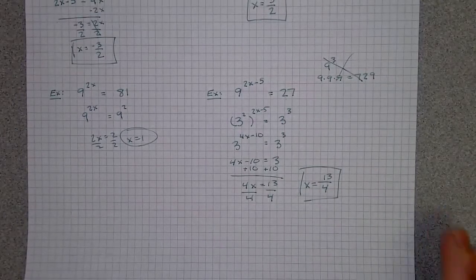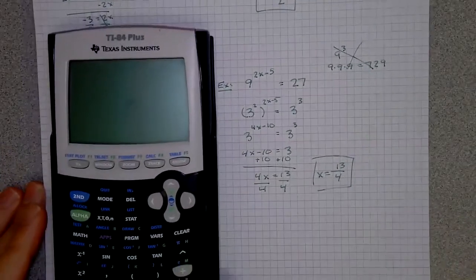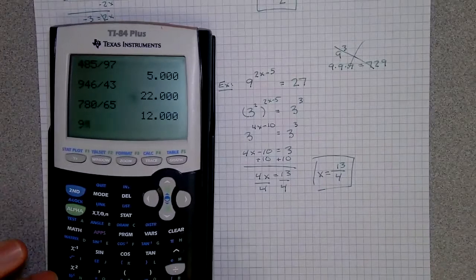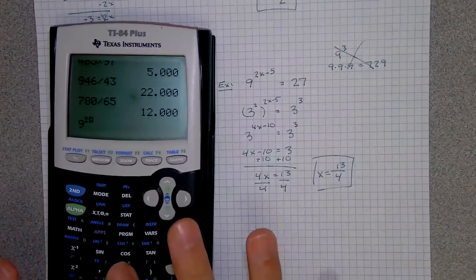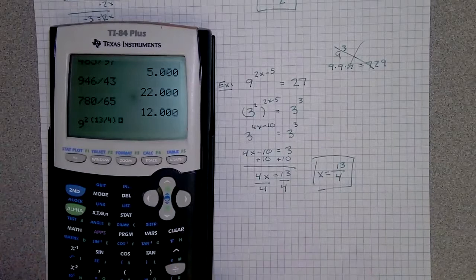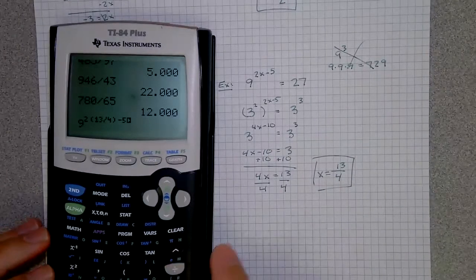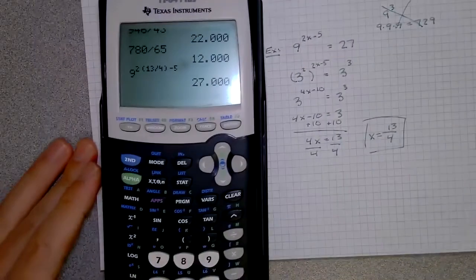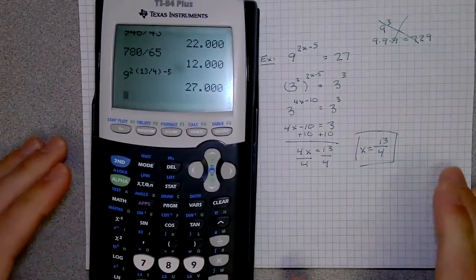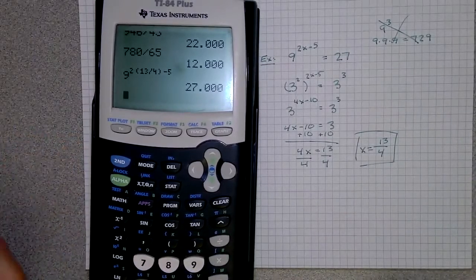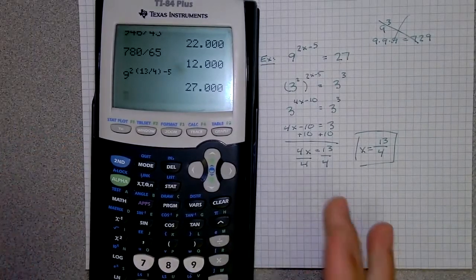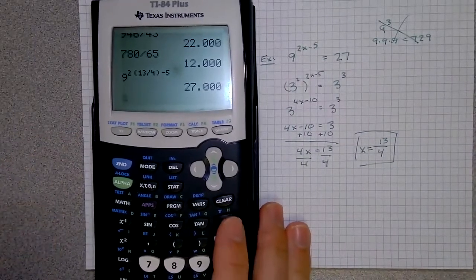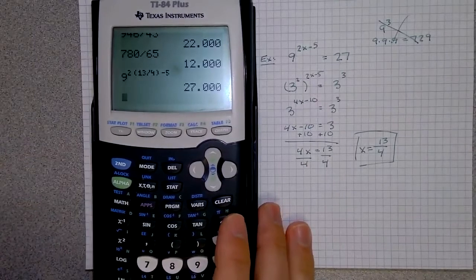Okay, good thing about this too is if you have a calculator, you can always go back and check. If I plugged in 13 over 4 into that, so let's say I say 9 raised to the 2 times 13 divided by 4 minus 5, I should get an answer of 27. Survey says I get 27. I am so smart. So you can always go back, plug it back into x, make sure that it equals whatever it's supposed to equal. Okay, and you're good.